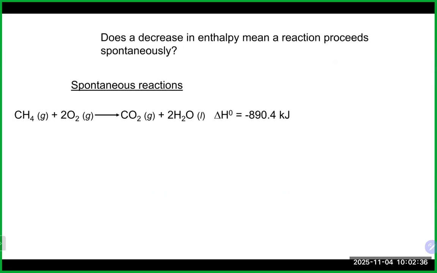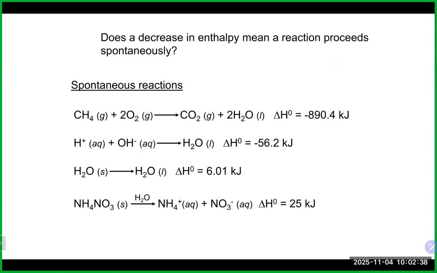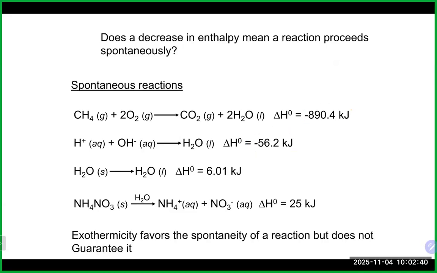So when we talk about enthalpy, which again is delta H, does a decrease in enthalpy mean that the reaction will proceed spontaneously? So these are all, again, some examples of some spontaneous reactions. We have some combustion reaction here with methane. We have negative delta H, which means exothermic. Little acid base water formation here, also negative. So these are two exothermic type of processes.